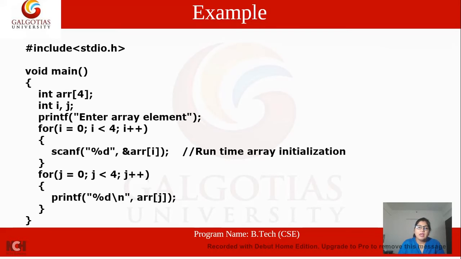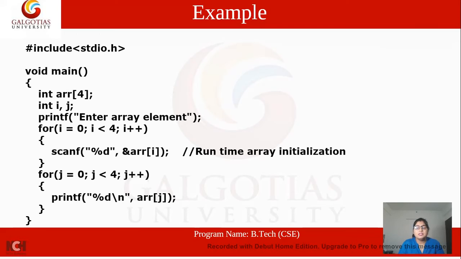Second, we have another for loop in which we have used another integer variable j, for the purpose of printing out the value which is present as an element in the array. So first, this program has two parts. First we have taken the input from the user and stored it in the array, and then later on we have printed the values.